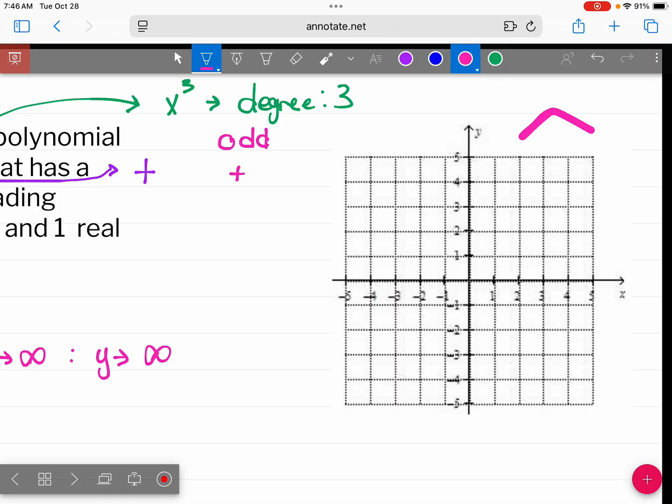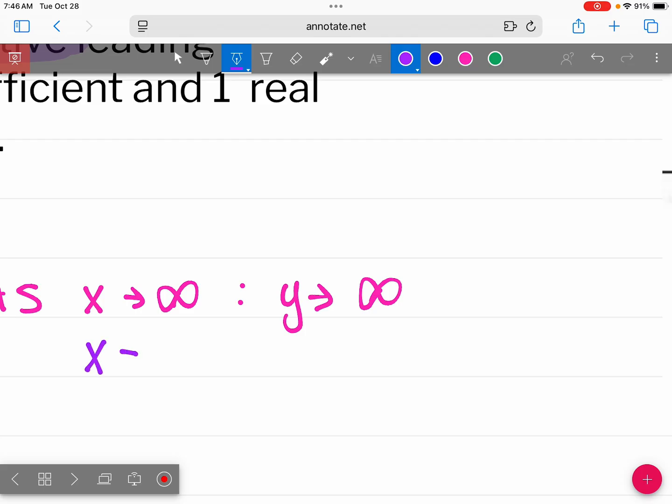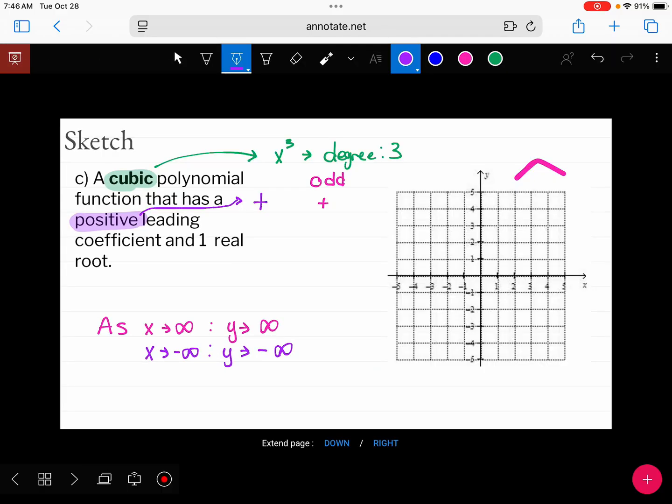And for our, as x approaches negative infinity, our left arrow, what's going to happen? Which way is our left arrow going to point? Down. How do we know down? Because our degree is odd. Absolutely right. Since our degree is 3, that's odd, and odds go in opposite direction. So since the right arrow goes up, my left arrow has to point down. Has to.